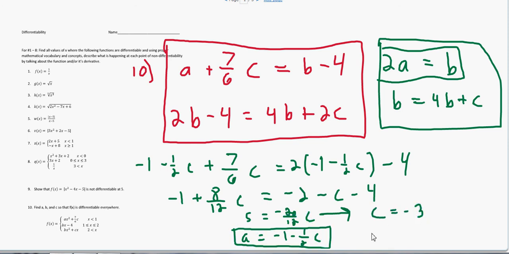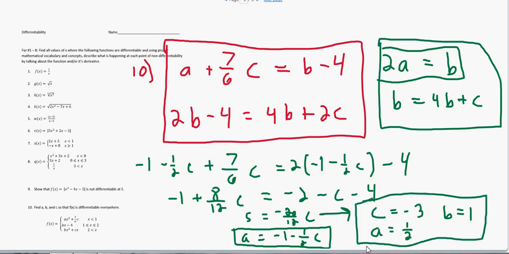And if c is negative 3, a is going to be, is this right? c is negative 3. I think that's right. a is going to be, well, c is negative 3. This is what? 3 halves. Negative 1 plus 3 halves is 1 half. And if b is 2a, b is 1. There we go. That's what our equations led us down to. You can plug them all back in to make sure your equations work, but I'm pretty sure these are the right answers. Actually, I checked this before I did this, so this is one of the rare times that I'm fairly sure that I'm right.